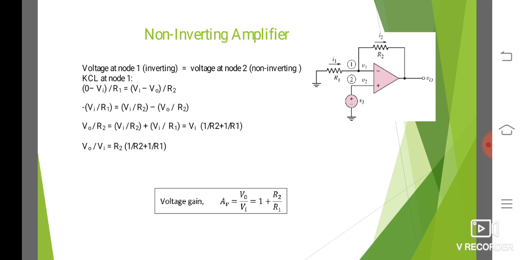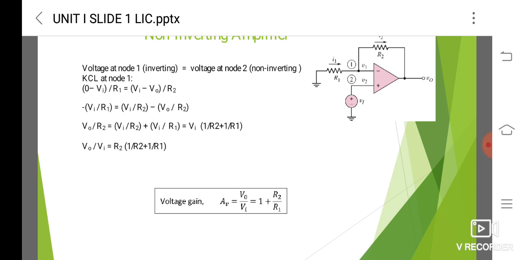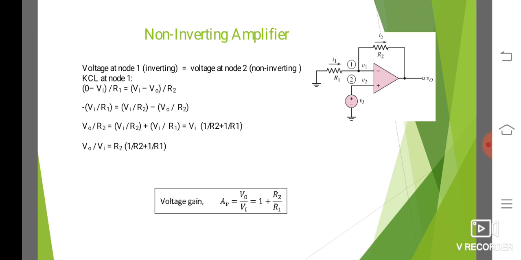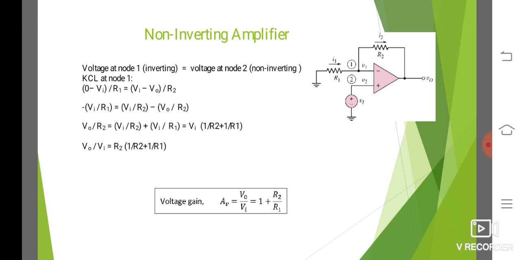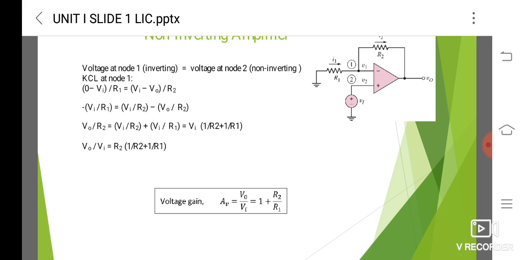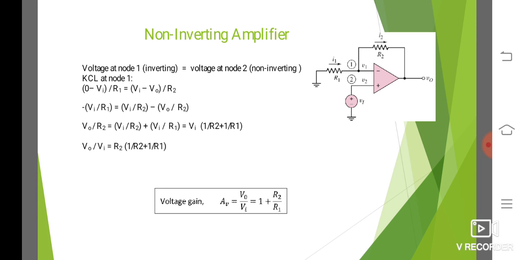Here we apply the nodal equation, and after solving we get the voltage gain AV equal to 1 plus R2 by R1. This is the closed loop gain of the non-inverting operational amplifier. Therefore, for the inverting operational amplifier we get minus RF by R1, and for the non-inverting operational amplifier it is given as 1 plus R2 by R1.